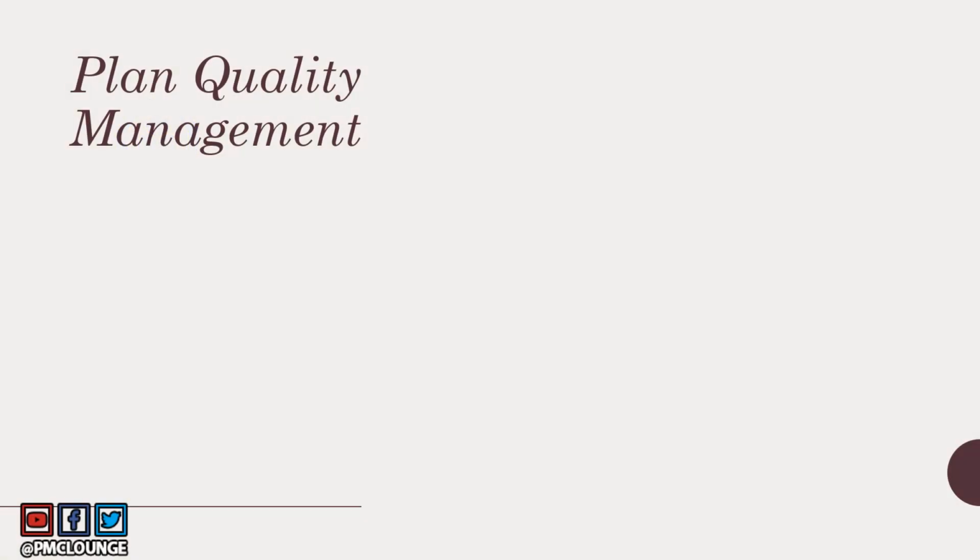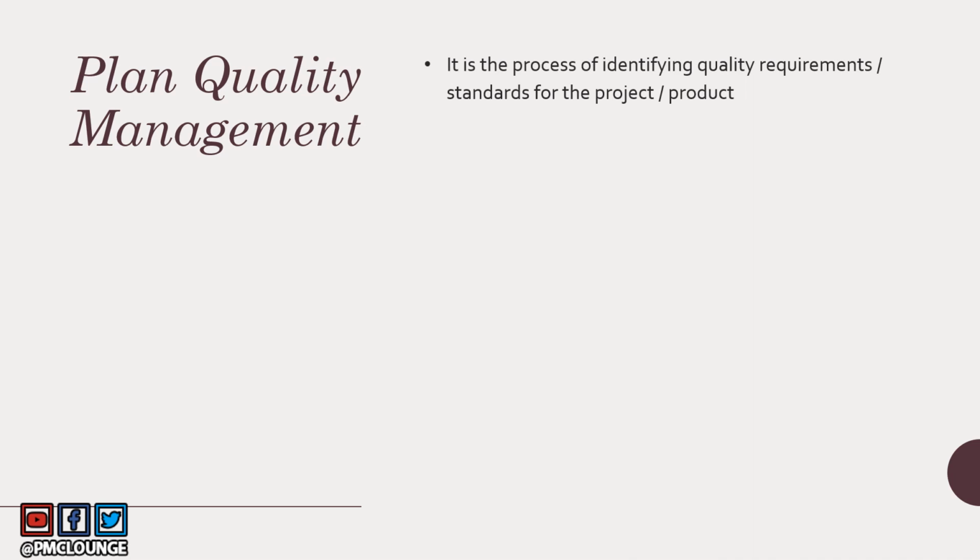Now let's talk about the first process, plan quality management. This is the process of identifying quality requirements or standards for the project or the product of the project. So you are identifying the quality requirements. Do remember our previous slide where we talked about quality management. When you're planning for quality management, you are first identifying the quality requirements or the standards from the project or the product of the project, the end product of the project.